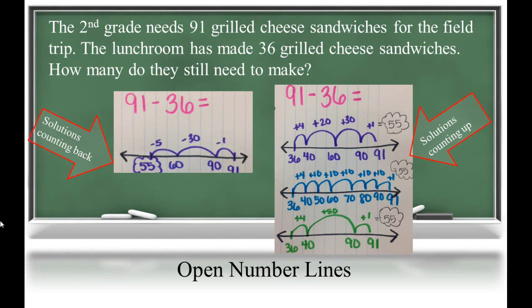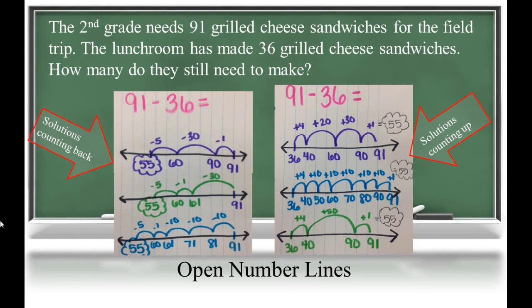Remember, while this strategy is correct, it is one of many correct ways of solving 91 minus 36. Here are 2 other correct approaches for thinking about this computation.